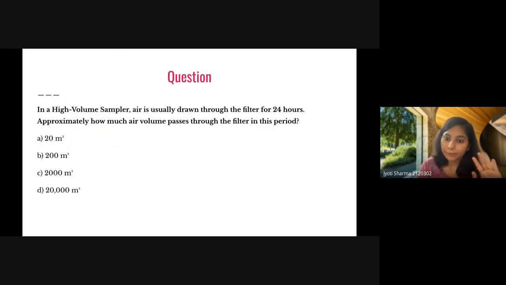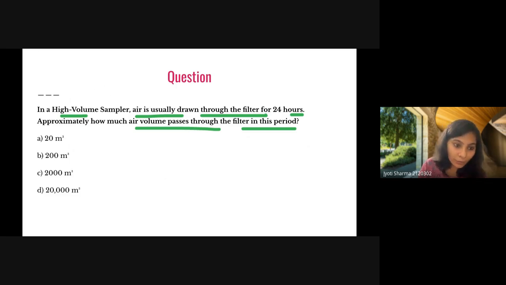Okay. Again, we are talking about the high volume sampler. Here air is usually drawn through the filter for 24 hours. Approximately how much air volume passed through the filter in this period? And we have four options here: 20 meter cube, 200, 20,000, 2000, and 20,000.